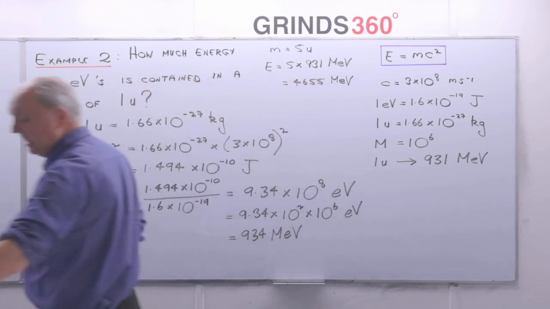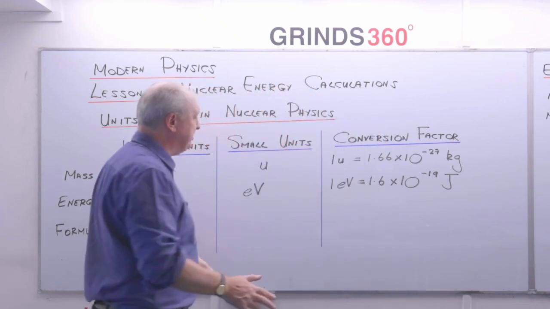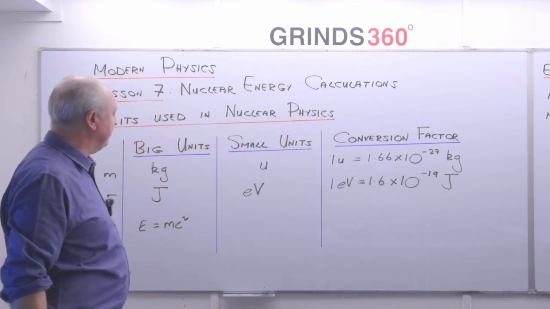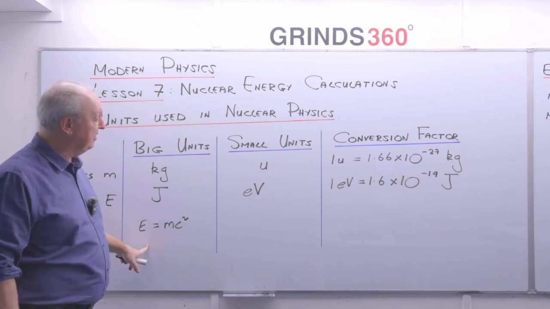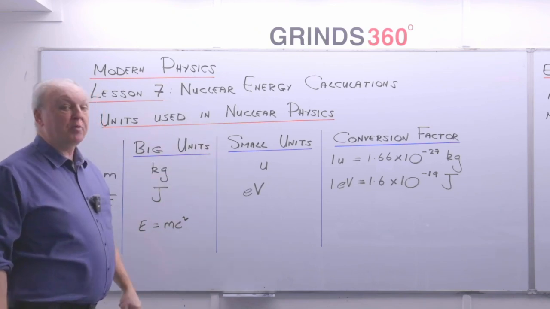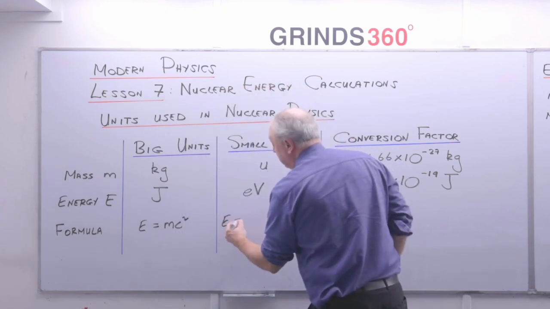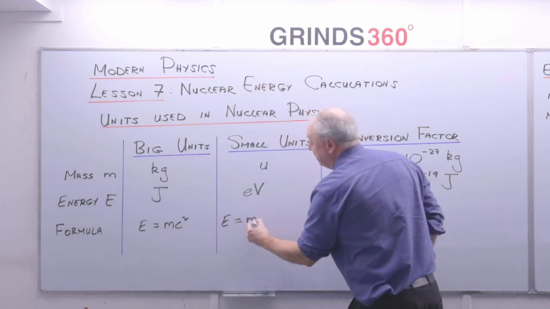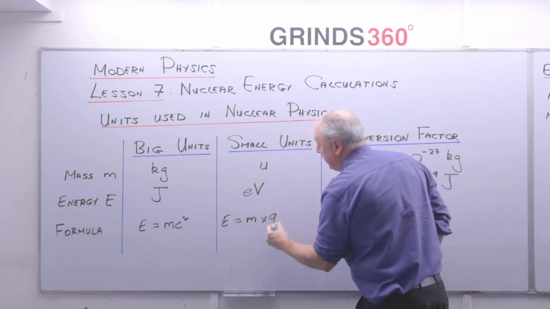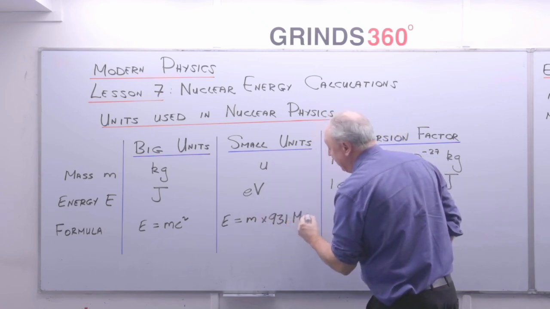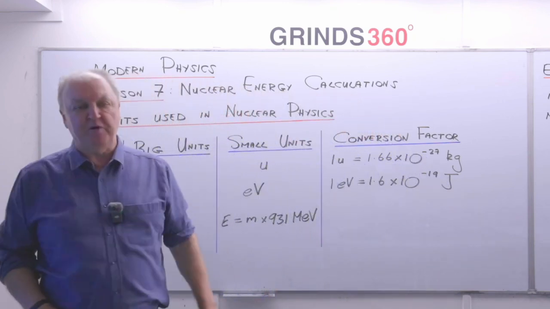So if I go back to my table here, we have big units and we have small units, and we can convert from one to the other. When I use the big units, you can use E equals mc squared. What about the small units? What formula could I use? Well, if you wanted to work out the energy, you'd multiply the mass in atomic mass units by 931 mega electron volts, and that will give you the energy in mega electron volts.